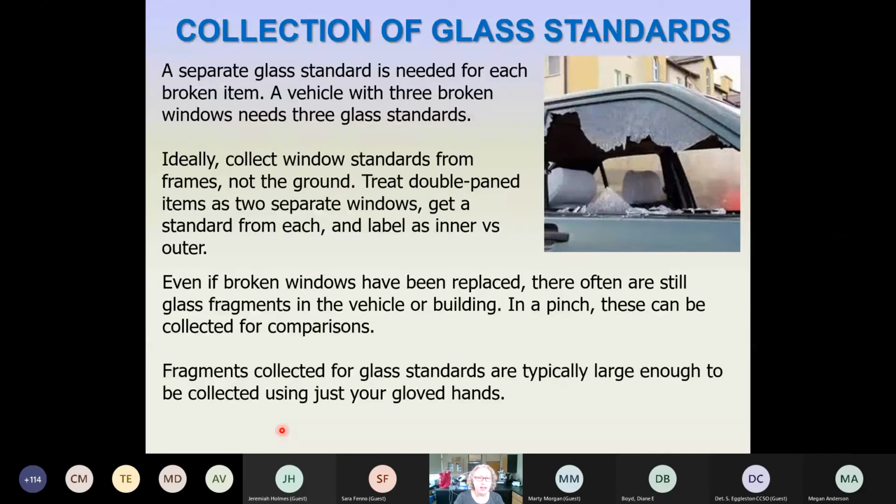Even if broken windows have been replaced or the mess has been cleaned up, sometimes you can still find glass fragments in the vehicle or in the building. We can use these for comparison standards, but they are not ideal. And typically the fragments that you're collecting for glass standards can just be collected with your gloved fingers because they're plenty big for that.